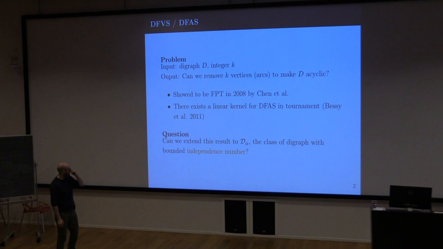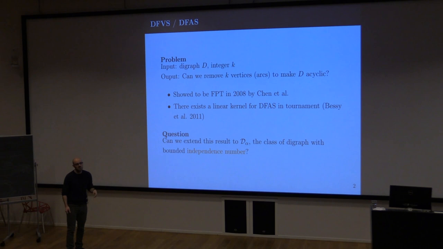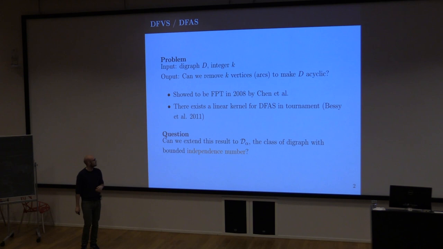In 2011. And the question we're interested in today is, can we extend this result to D_alpha, the class of digraphs with independence number bounded by alpha? Saket talked about this class in the problem session, but let me say it again. The independence number is the size of the largest independent set, so it's the size of the largest set without any arc between its vertices.